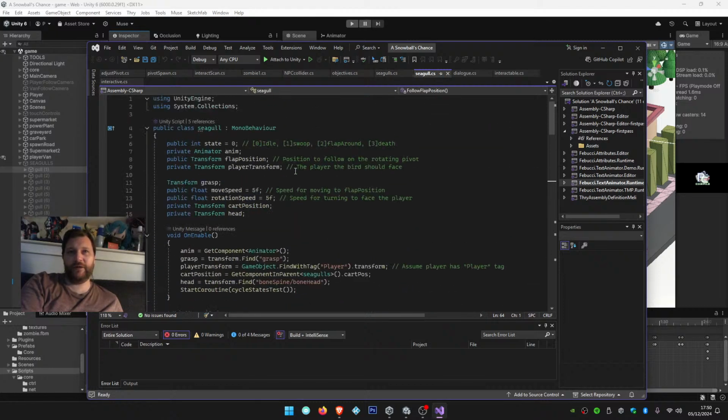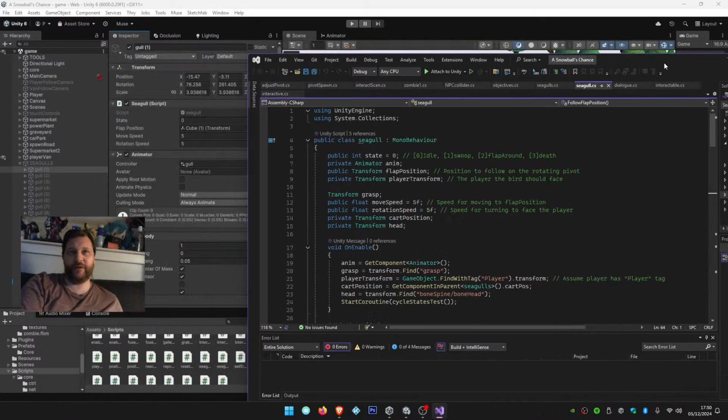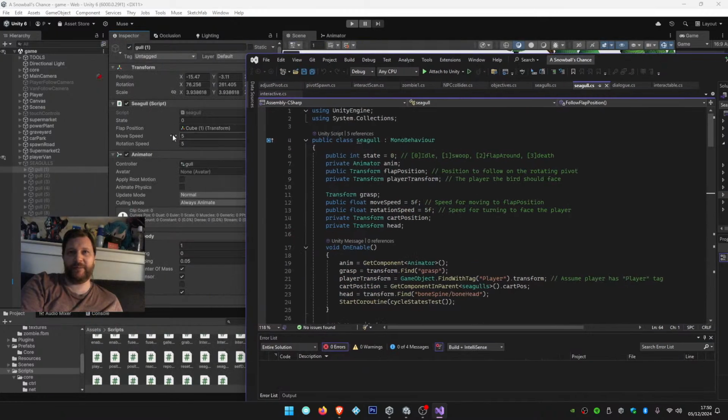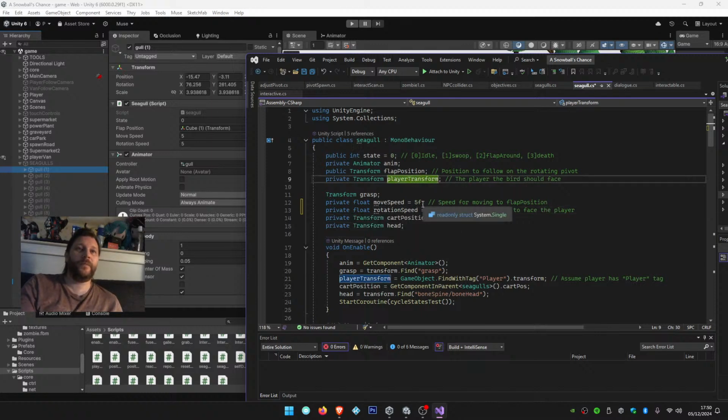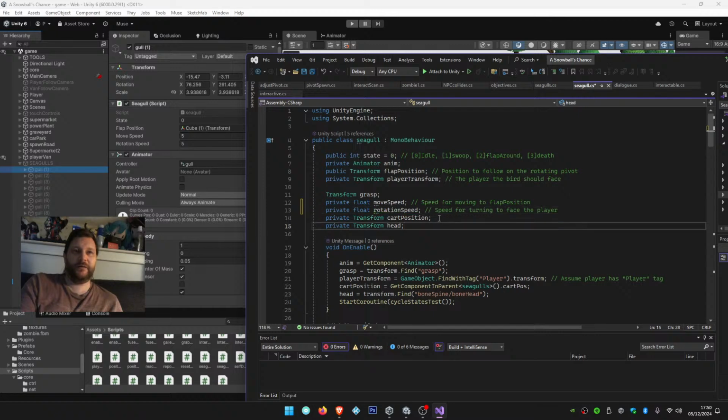Now, the way my Seagull at the moment is set up, as you can see in the inspector, we've got a move speed and a rotation speed on each individual Seagull. That should be inherited from the Seagulls manager, so let's just move that. We'll change these to private: move speed and rotation speed. At the moment they're set to 5.5, but we can tweak those as we need. So I'm just going to update that.